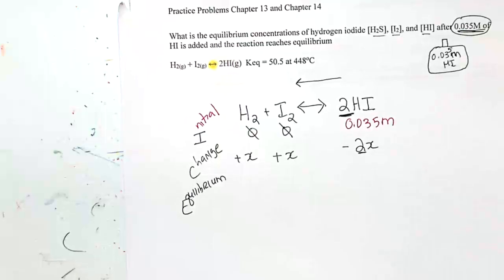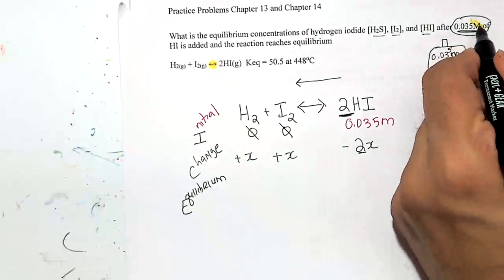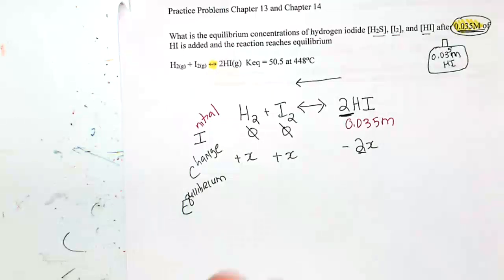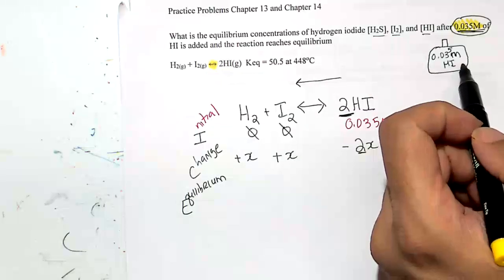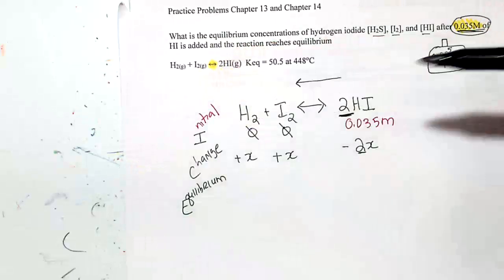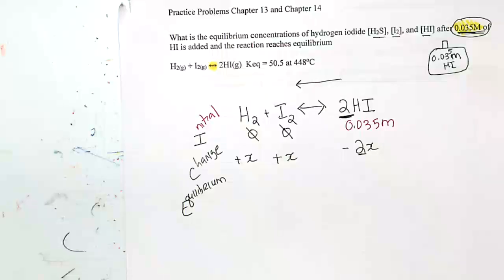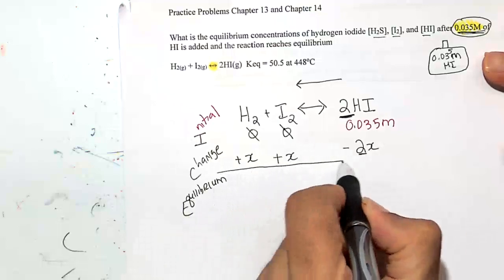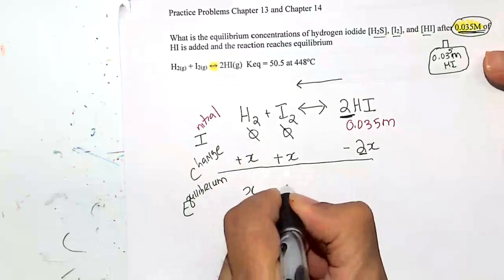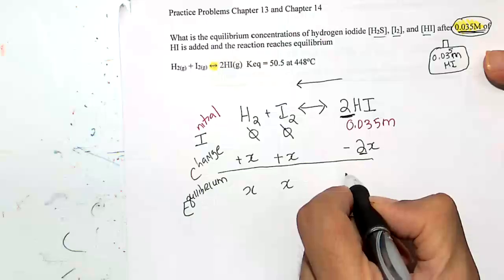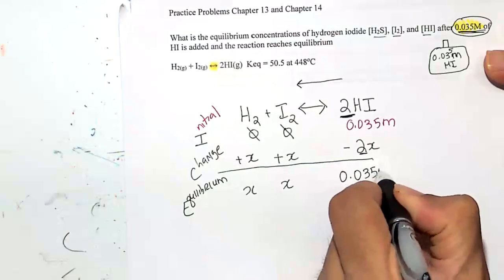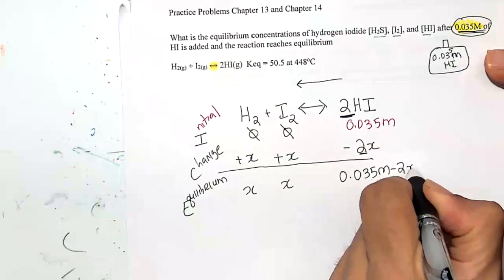Yeah, so initially all they tell you in the problem, Bailey, is you have 0.035 molar of this. But when this is all said and done, you won't have 0.035 molar of this. Why? Because some of it will go this way. We want to figure out how much H2, I2, and HI is there when this equilibrium gets firmly established. So the concentration of H2 is x, the concentration of I2 is x, and the concentration of HI is 0.035 molar minus 2x.